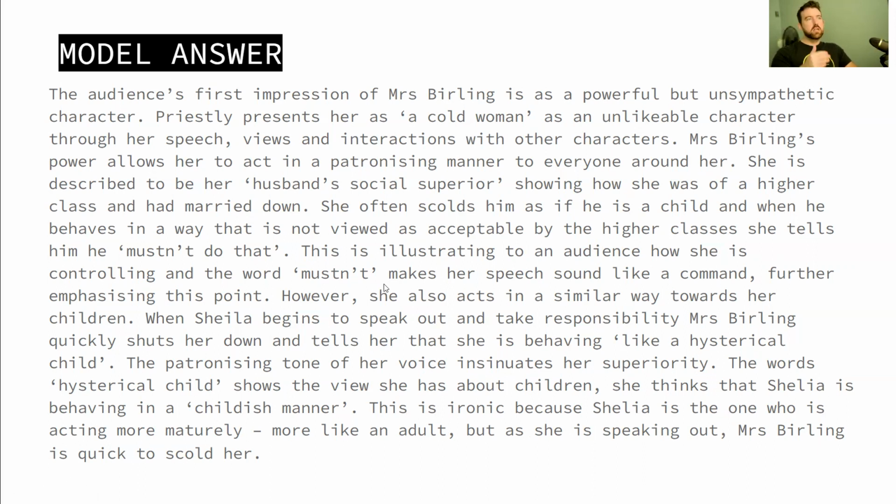So overall, loads of great quotes on Mrs. Birling. Hopefully you've got that from this, if nothing else. Analysis needs a bit of work. The other big thing for most of the exam boards is we need context, right? There's no context in here so far whatsoever.